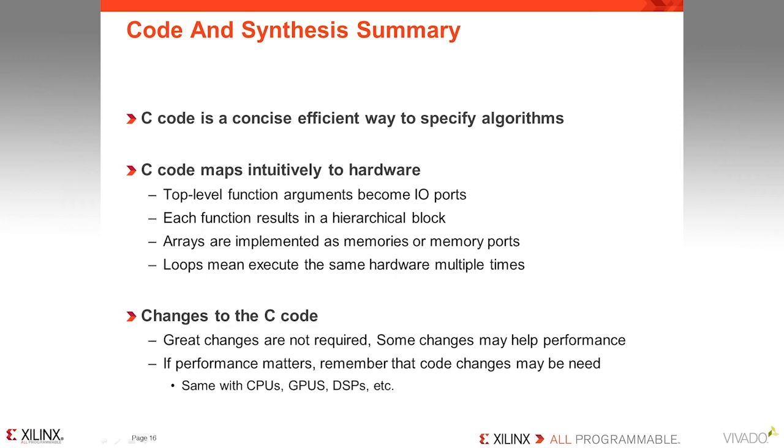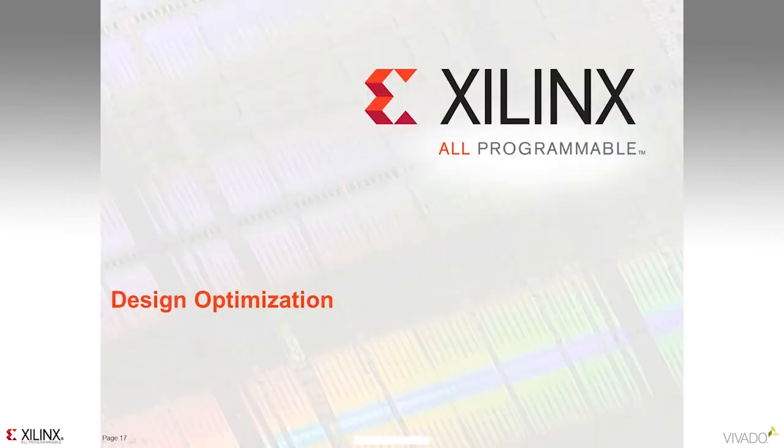Changes to the C code. Great changes are not required. Some changes may help performance, okay? If performance matters, remember that people change code for GPUs, CPUs, and DSPs. It's no different for FPGAs, okay? So now, that's an overview of the C code and synthesis. Let's have a quick look into design optimization.